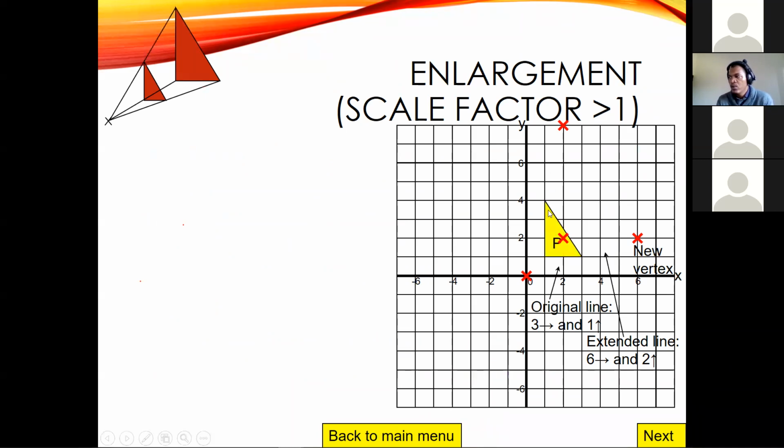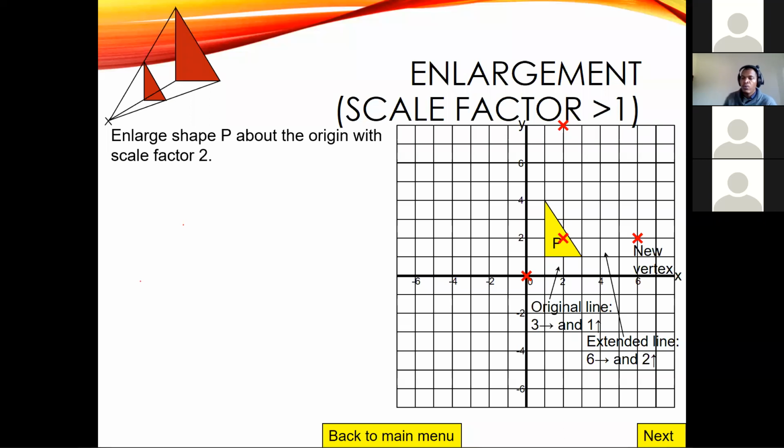All right. So over here we have a shape called P, a triangle. It can be any shape. Please note it's not only triangles that we will be enlarging. And it says enlarge the shape P about the origin with a scale factor of 2. All right, so what I will do now is, instead of writing it like that, I'm going to write in a few things so that we can also see how we can do this without just using the paper and so forth.